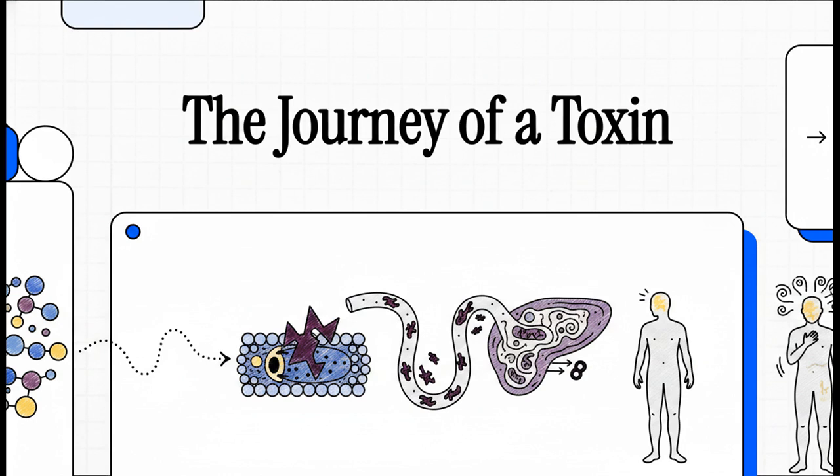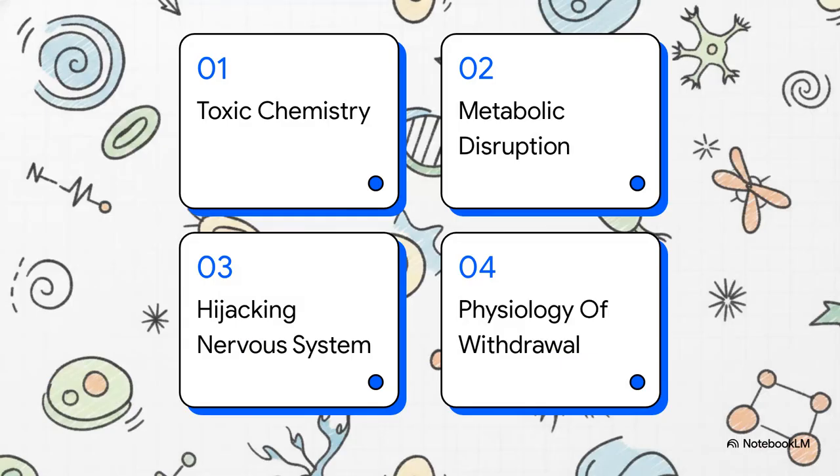Because, to truly grasp toxicology, we can't just memorize symptoms. We actually need to uncover the fundamental chemical and biological rules of the game. Okay, let's dive into this. Here is our roadmap for today. We're going to cover 4 main areas. First, toxic chemistry and molecules. Second, disrupting biochemical metabolic processes. Third, hijacking the nervous system. And finally, fourth, the physiology of withdrawal.